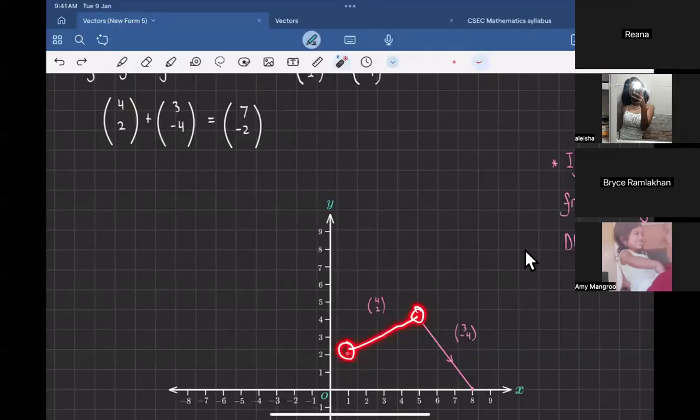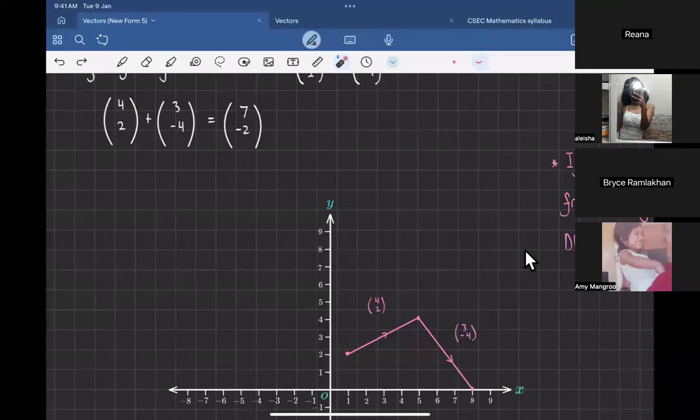But after that, I come and tell you, hey, you've got to move again. So how much are you going to move again? Look at the next thing you're adding, 3 and then -4, so 4 down. So you end up over here. You start from over here, and you reach over here. That is what it means to add 2 vectors. It means that you're moving twice.